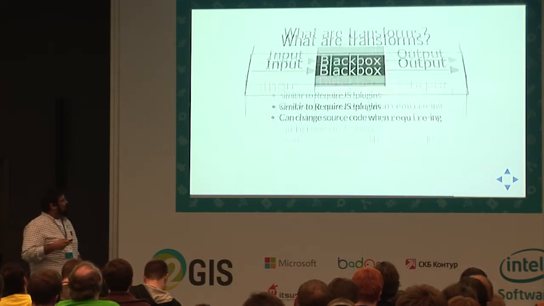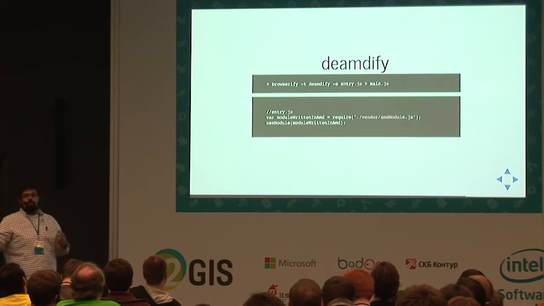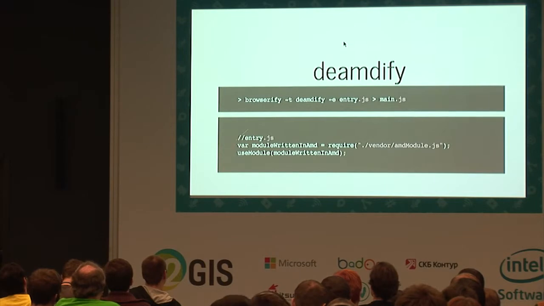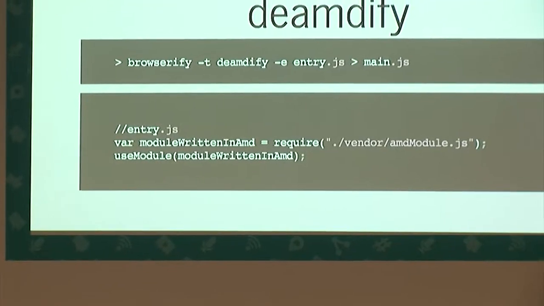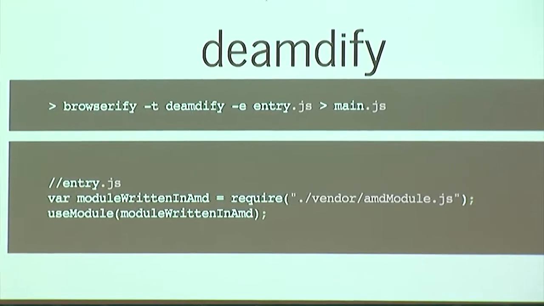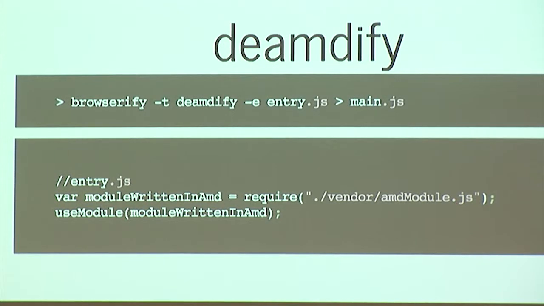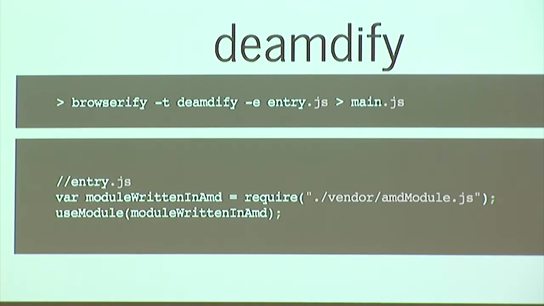Additionally, Browserify transforms can take code that is in one module system and automatically convert it into another module system. In this case, I can use this thing called deAMDify, which sounds like what it does. It takes code that is in AMD and will automatically convert it on the fly to CommonJS. So if you have an AMD module that you have already written or that you found somewhere on the internet that you want to use in Browserify world, you can run this command using this special transform, and it will convert AMD directly into CommonJS for you.